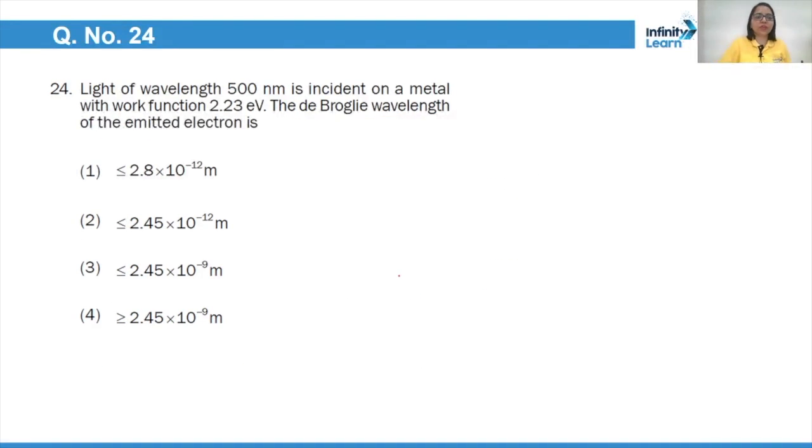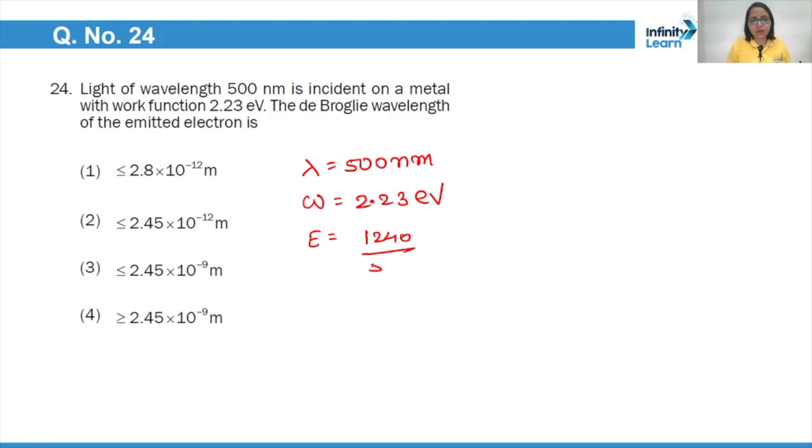Next is question number 24. We have a light of wavelength 500 nanometer incident on the metal with work function 2.23 electron volt. The de Broglie wavelength of the emitted electron is. So for that, we'll have to find the energy first. So it is 1240 divided by 500. So it will be 2.48 electron volt, right?